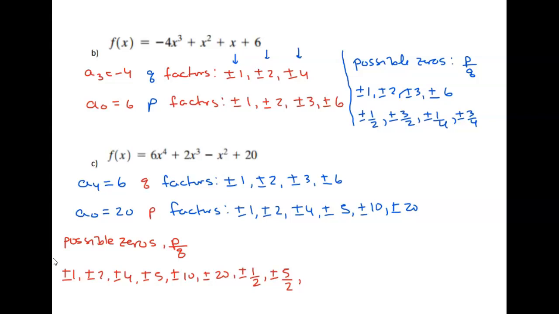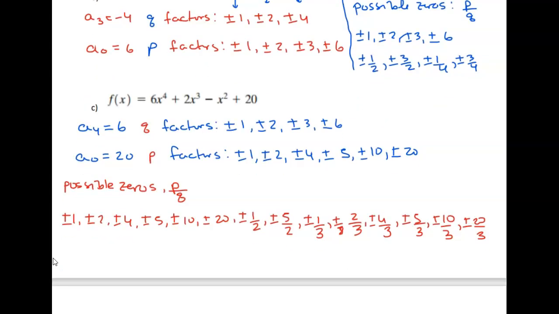Now go all of these divided by 3. So plus or minus 1/3, plus or minus 2/3, plus or minus 4/3, and 5/3, and 10/3, and 20/3. Let's see if there's any more. Yeah, there will be more.